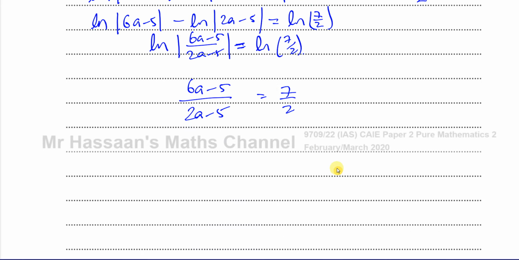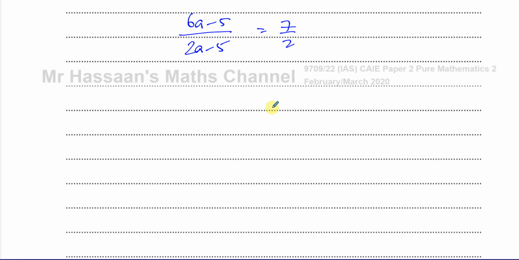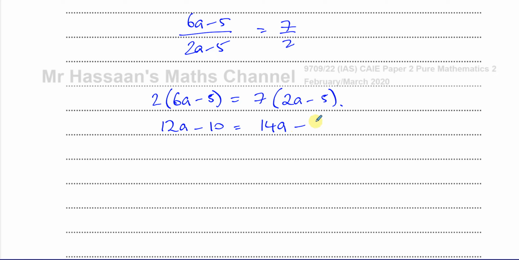Now I can expand, so I have 12a minus 10. 2 times 5 is negative 10. 7 times 2a is 14a. Minus 7 times minus 5 is negative 35. Now I have to bring the a's on one side and the numbers on the other. I have negative 10, I'll add 35 to that. I have 14a here, I'll subtract 12a from both sides. So now I get 25 is equal to 2a. Therefore a is equal to 25 over 2.